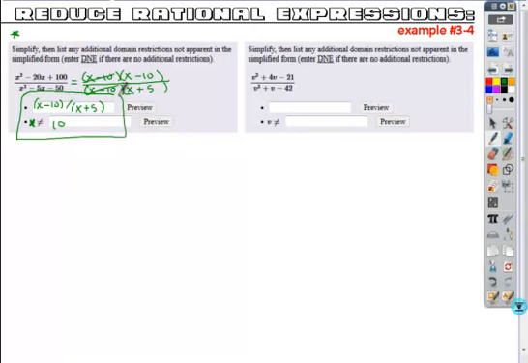Remember, the additional domain restrictions that we're including here represent holes in the graph. Any domain restrictions that are still left in your simplified form, like this, we see that x can't be negative 5. That represents a vertical asymptote. And they represent slightly different things. We're not going to list all the domain restrictions. All we're listing are the additional restrictions that are no longer apparent in the simplified form.